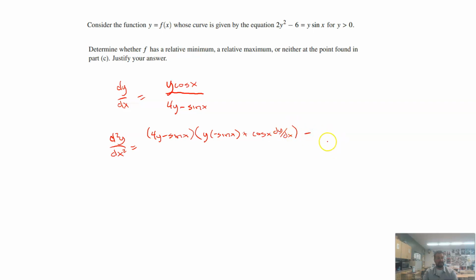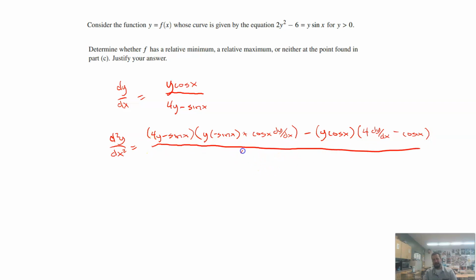That's just the first part, minus the top, y cosine of x, times the derivative of the bottom. That's 4 dy dx minus cosine of x, all divided by the bottom squared. So I'm going to get 4y minus the sine of x squared. Now that's my second derivative, but I'm not even done yet.